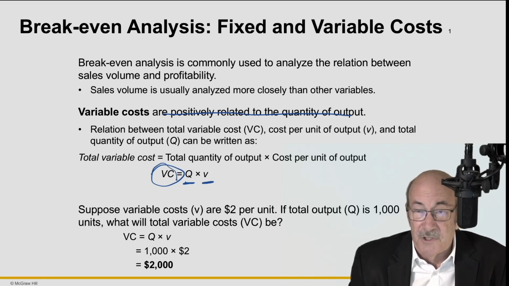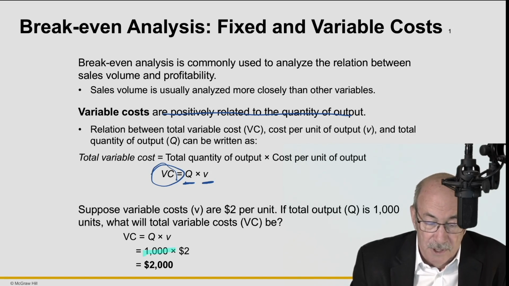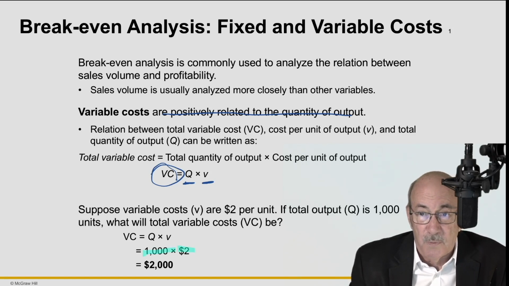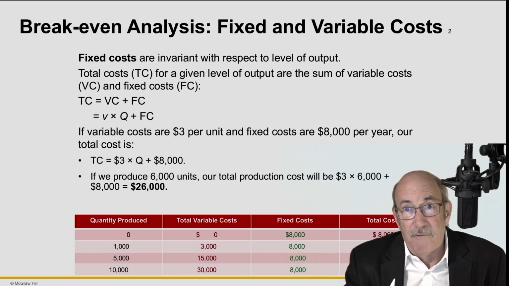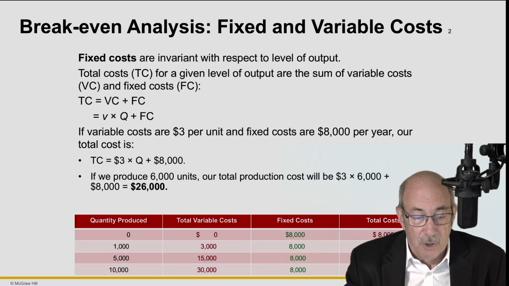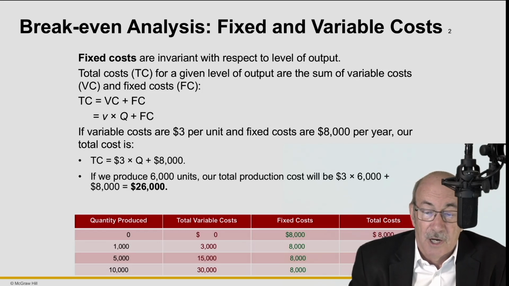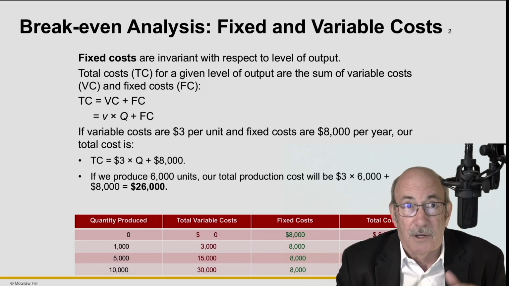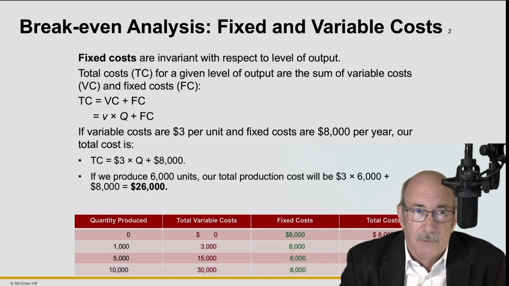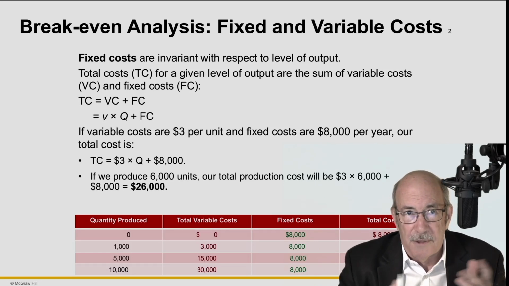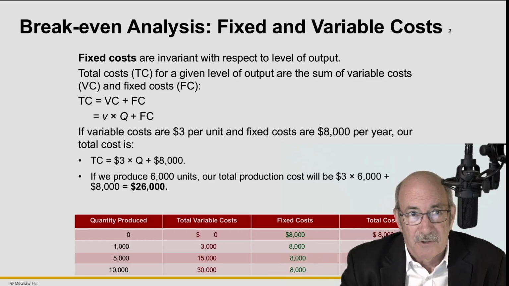So if, for instance, we were to produce 1,000 units and the variable cost was $2 per unit, total variable cost would be $2,000. Now, we want to add to that fixed costs so that we can get total costs. Fixed costs are literally fixed, right? Within a year, you can think of it as maybe you're leasing a building. Well, whether you produce one widget or 8,000 or 10,000 or 100,000 widgets, the lease on the building is the same. So that's an example of a fixed cost.